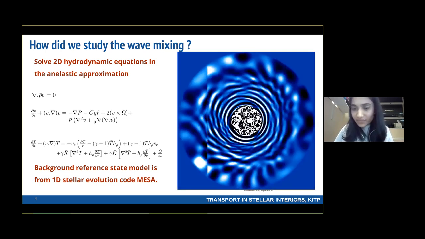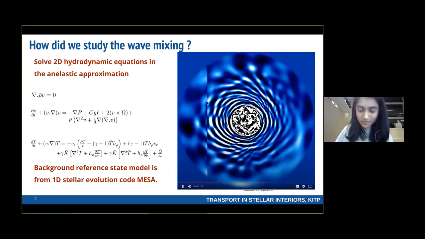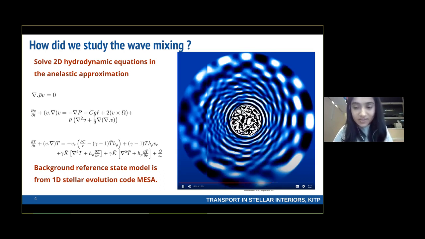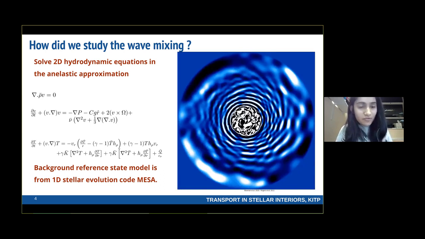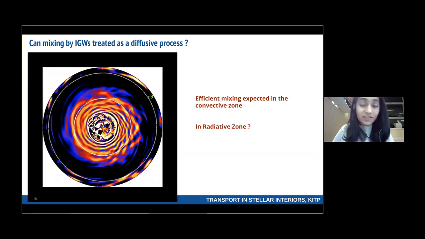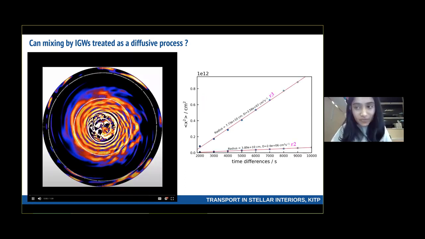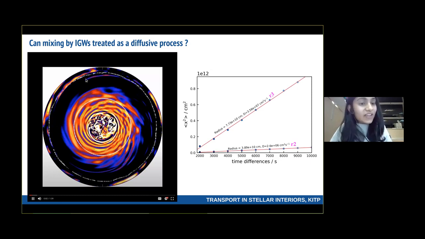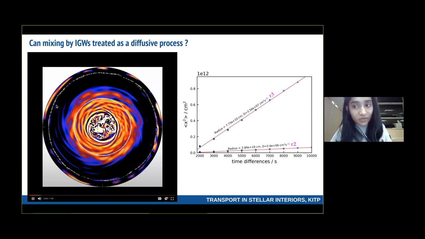Now to study mixing, we introduced tracer particles into our simulation, and we tracked the trajectories of these particles. Before looking into the mixing profile, we wanted to see if this particle motion behaves like diffusion. For that, we introduced particles at 3 different radii, R1 in the convection zone, R2 and R3 in the radiation zone. As we know, the mixing would be efficient in the convection zone on a very short time scale. To see what happens in the radiation zone, here is a movie which shows that the particles are mixed well by the waves.